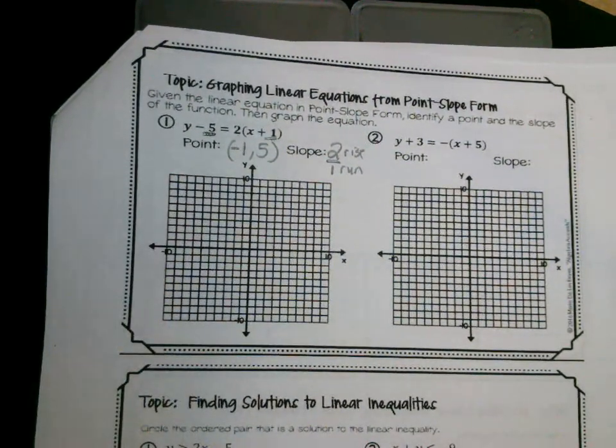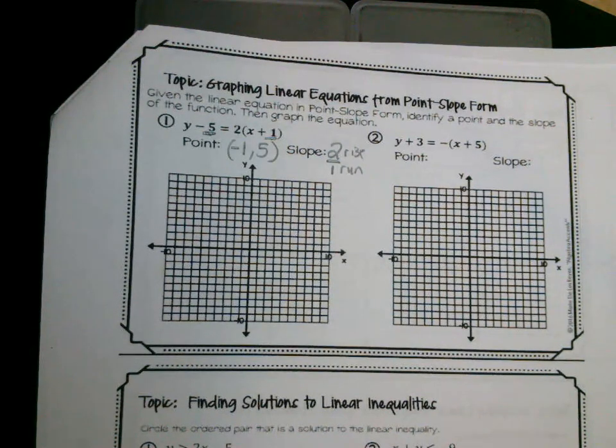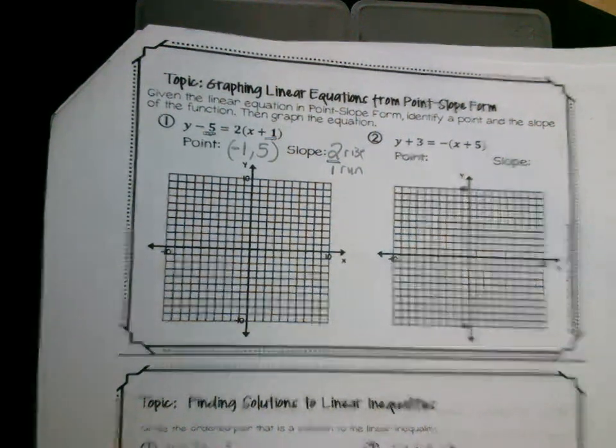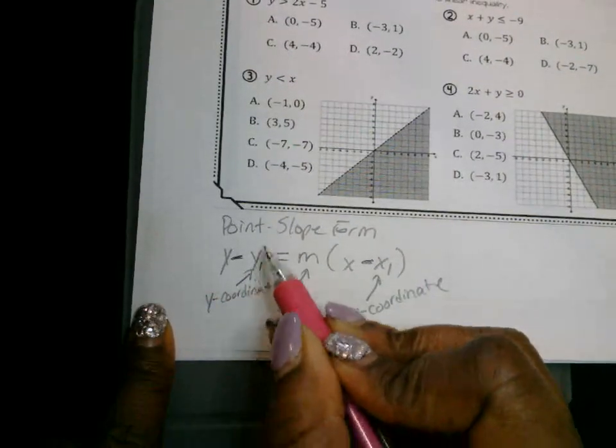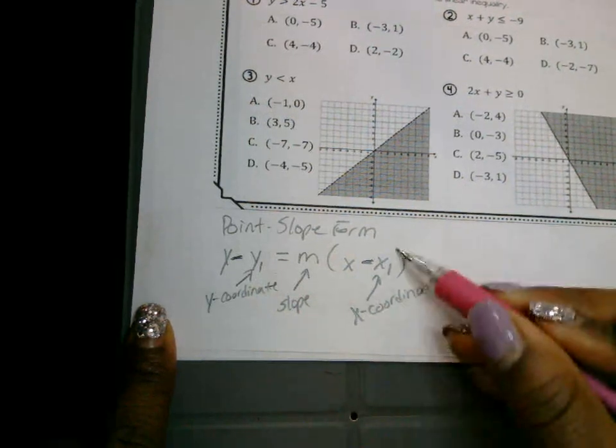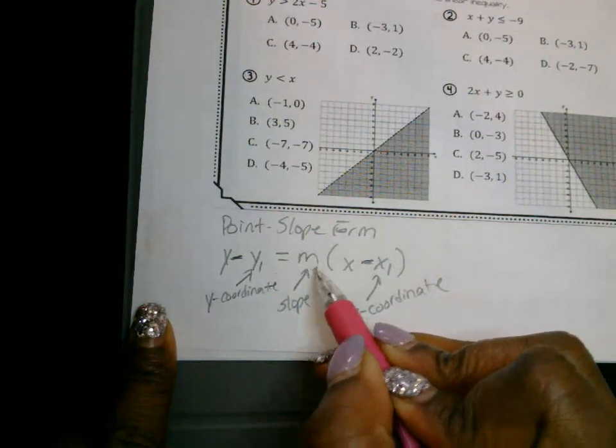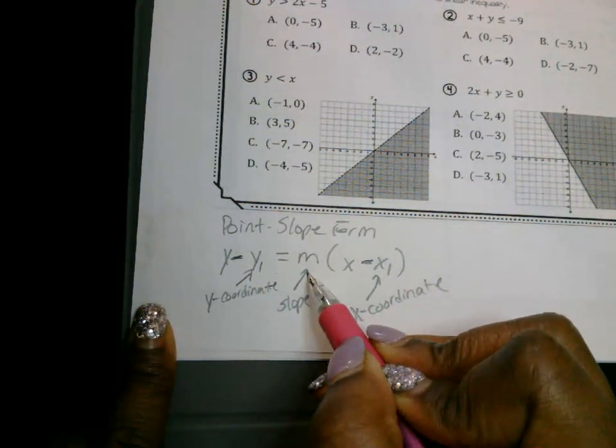Any questions about how I got the point and how I got the slope? How did you get one? This is the formula. This number is your y coordinate. This number is your x coordinate. The number that's in front of the parentheses is the slope.